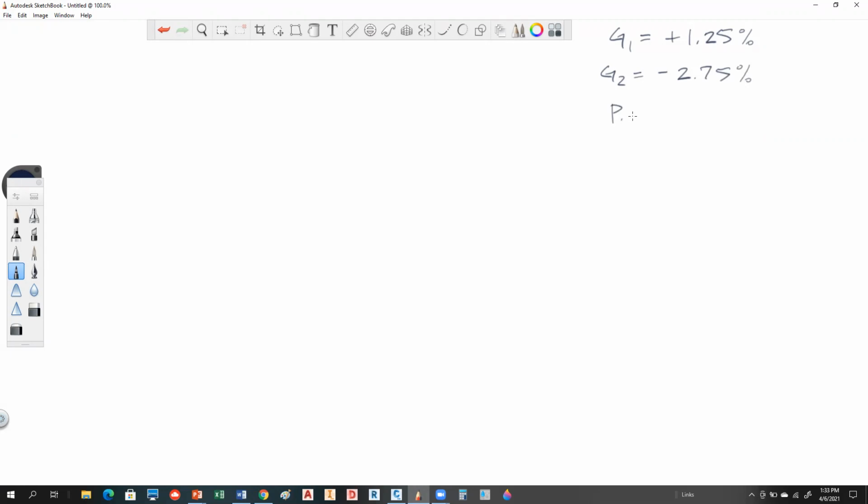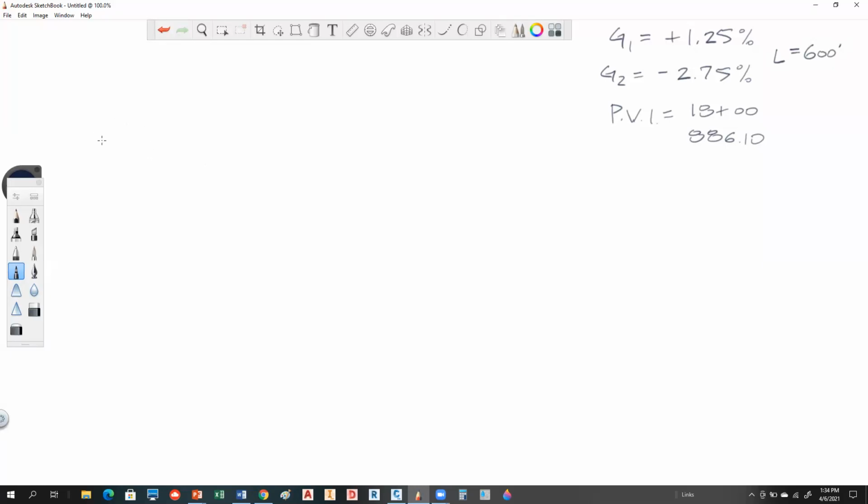PVI information was given to us. PVI, we knew it was 18+00. That's the station. And we were also told that it had an elevation of 886.10. So if I draw a really quick, oh, we knew one other piece of information. They told us that L was 600 feet. Okay, so we need to know all of that.